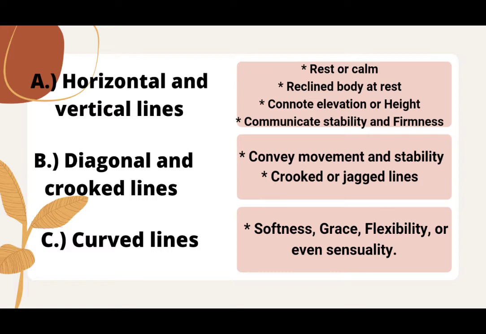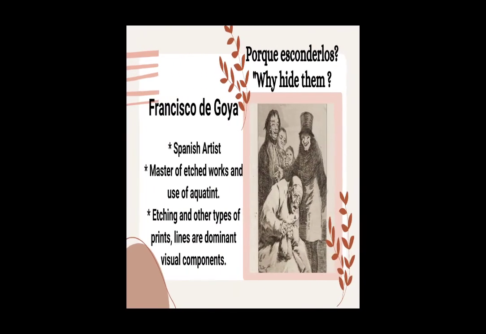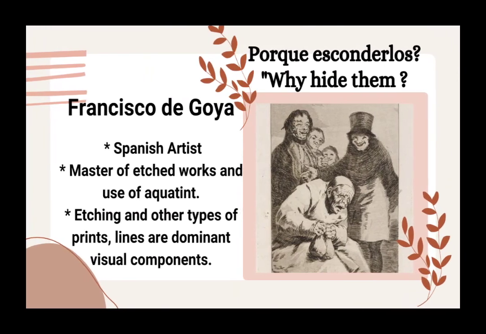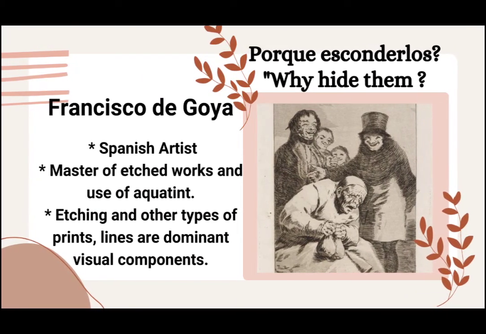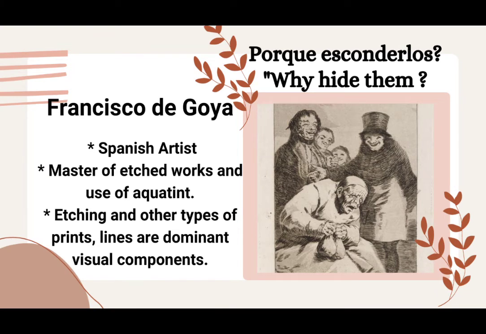Letter C, we have curved lines, lines that bend or coil, suggesting softness, grace, flexibility, or even sensuality. Curved lines are softer than straight lines. They sweep and turn gracefully between the endpoints. We have an example of a portrait by Francisco de Goya. This image is Porque Esconderlos, or Why Hide Them. Francisco de Goya is a Spanish artist known for his prints and use of aquatint. In most of his etchings and other prints, lines are the dominant visual components.